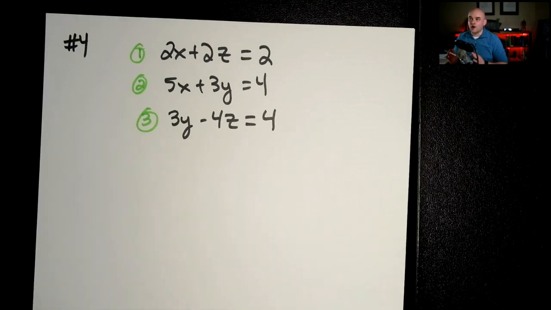Now, there's no one correct way to start this off. You could choose to eliminate the y, z, or x. I'm going to look at this and say, let's eliminate the z's. So looking at it, I say, you know what?